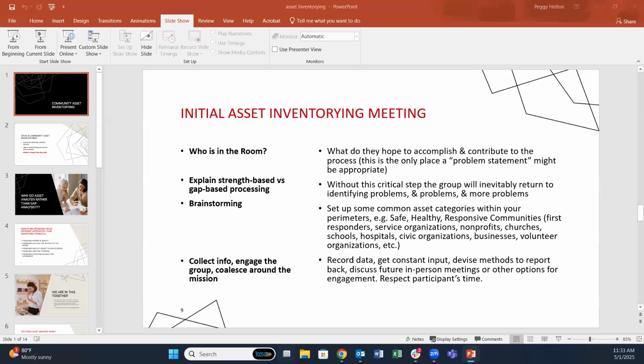So you're going to be collecting information, you're going to be engaging the group, and you want to coalesce around whatever mission you all collectively decide on. So a lot of this is going to be recording data, getting constant input, devising methods to report back, discussing future in-person meetings and other options for engagement. And then also, we always want to respect participants' time. If we tell them that the first meeting, which tends to be a little bit longer than the other meetings, is 2 hours, then don't go 3.5 hours.